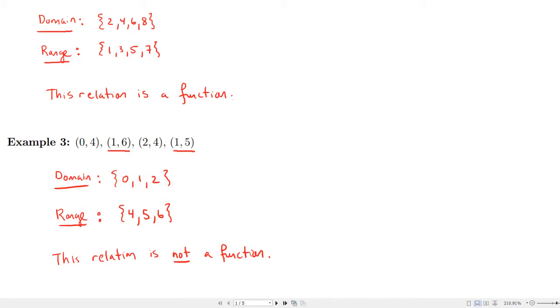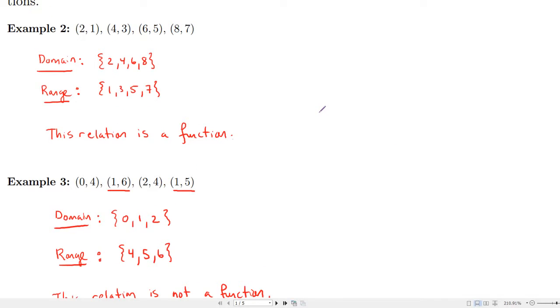I actually just thought of something interesting. Let's go up to this example again, and let me add in another example. Let's say that we had the following: 2, 1; 4, 3; 6, 5; and instead of 8, 7, I'm going to change that output. Instead of being a 7, I'm going to repeat one of these outputs. Let's say that I have a 1.